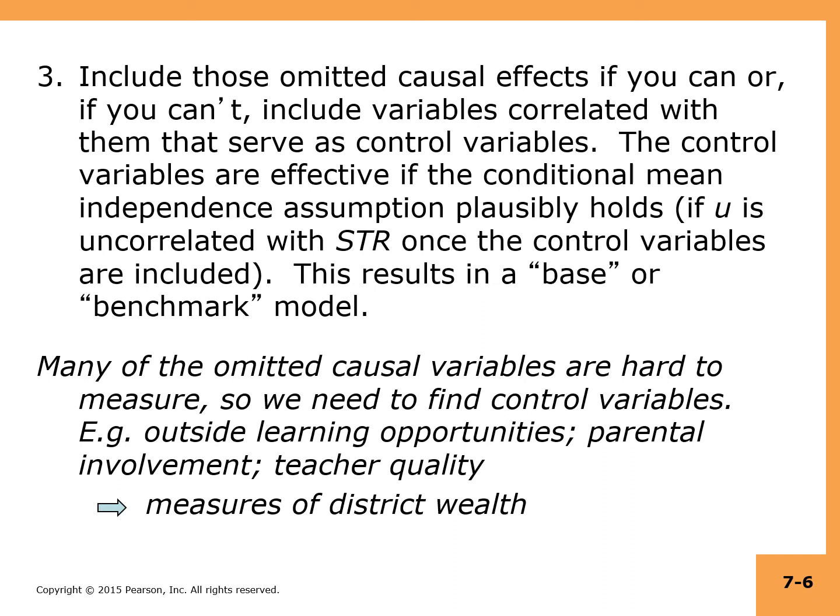But in the case of omitted variables such as outside learning opportunities for students, parental involvement, and teacher quality, these variables are hard to measure, so we need to include a control variable that is correlated with these omitted variables. And in our case, we can include a variable that measures the wealth of the school district as a control variable instead of the omitted variables that we cannot measure.